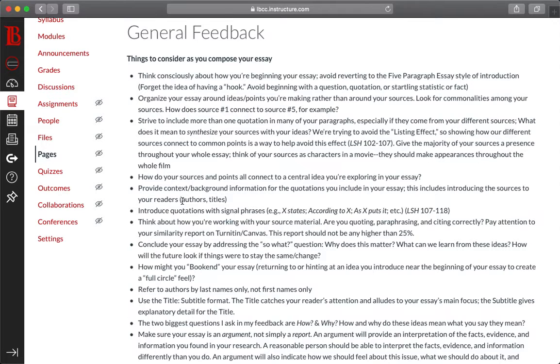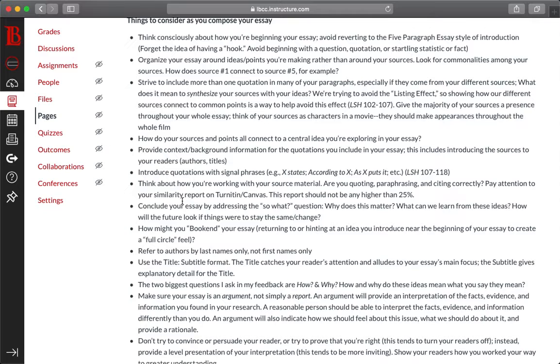We want to make sure that we're providing context and background information for the quotations that we're including in the essay. So this includes introducing the sources to your readers. So we want to provide the authors of our sources as well as the titles of our sources: title of source, author of source argues, blah, blah, blah, right? But also for the quotations, you want to think most of your readers probably haven't read many of the sources you're using, right? So you want to make sure that you're filling them in. You're providing summaries of these sources, giving background information so that they know, oh, okay, so this is what this guy is all about. Okay, she is arguing this in her source. Okay, I got it.